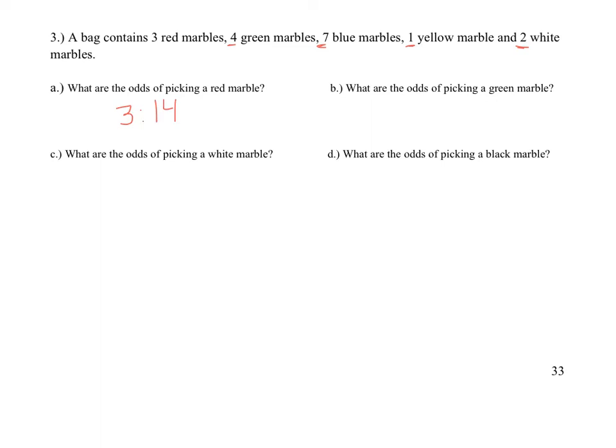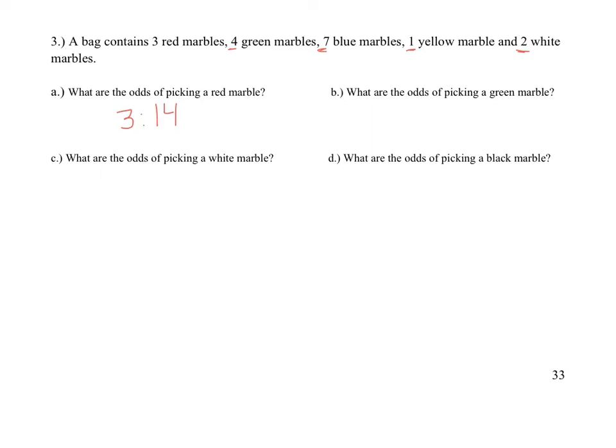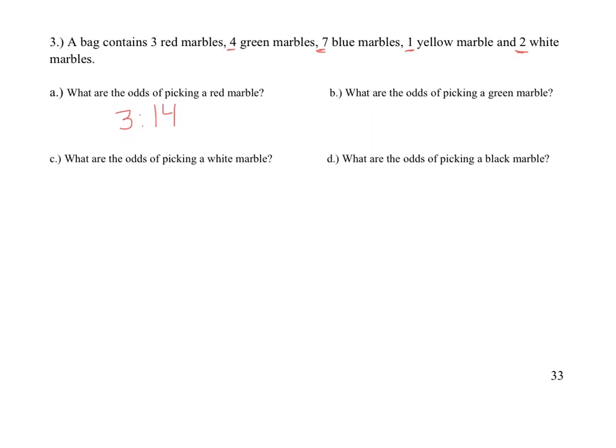So what are the odds of picking a green marble? Well, there's 4 green marbles. And then not green is 3, 10, 11, 13. So it's 4 to 13. What are the odds of picking a white marble? Well, there's 2 white marbles, and there are 3, 7, 14, 15 that aren't white.